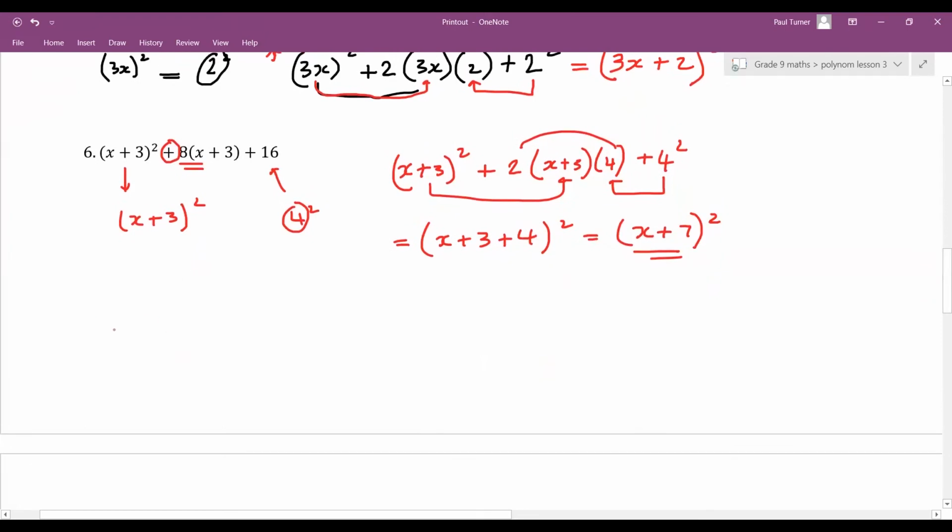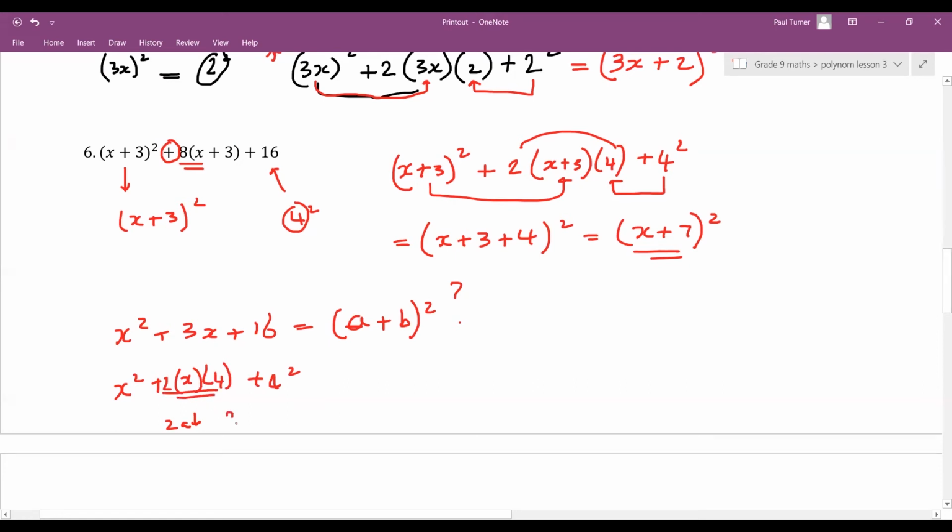So if I said x squared plus 3x plus 16, can you write it in this form? A plus b all squared. Now, if you look at that, you think you can do it because I've got x squared, no problem. Then I've got 4 squared here. But then I need to check this middle term. And I know the formula for this is 2ab. So plus 2 times a times b. You're going to get 8x, not 3x. Do you see that?